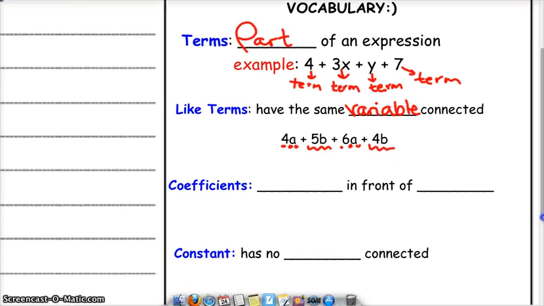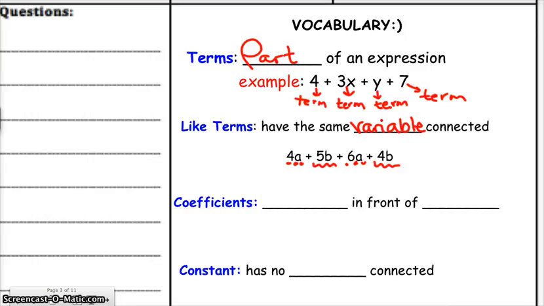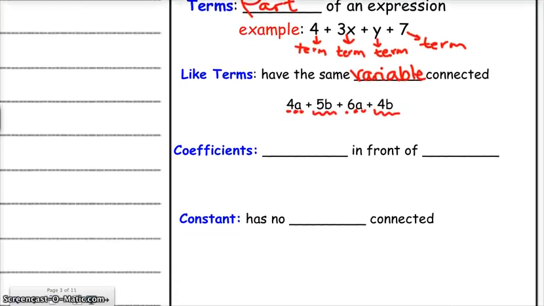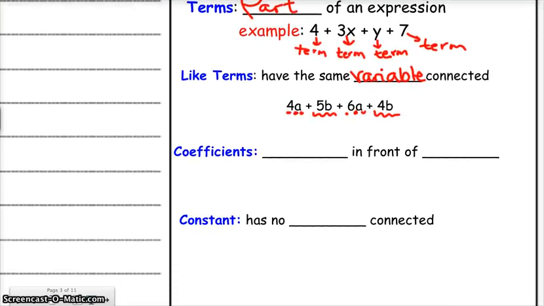Coefficients. Coefficients are numbers in front of a variable. It's a vocab word that is going to be your best friend. They are numbers in front of a variable.